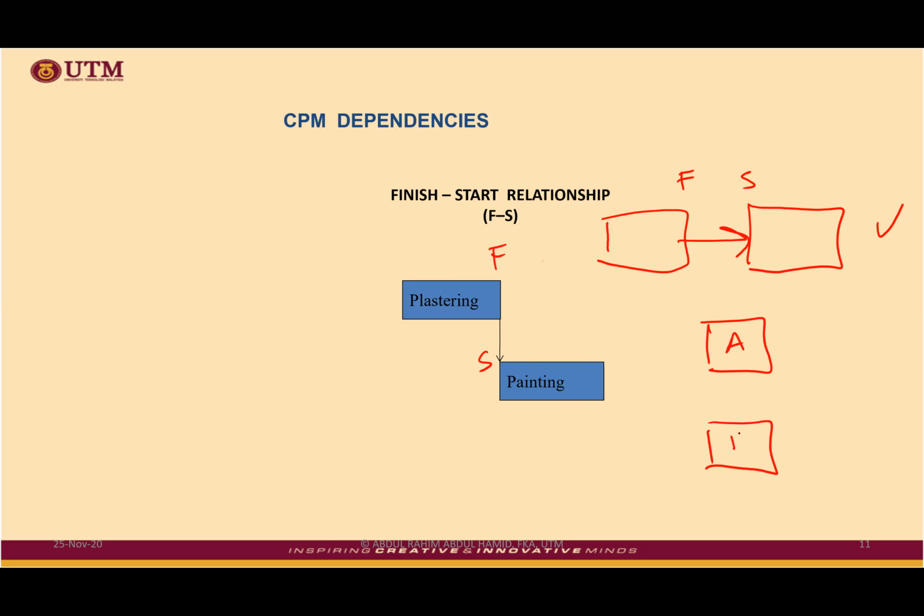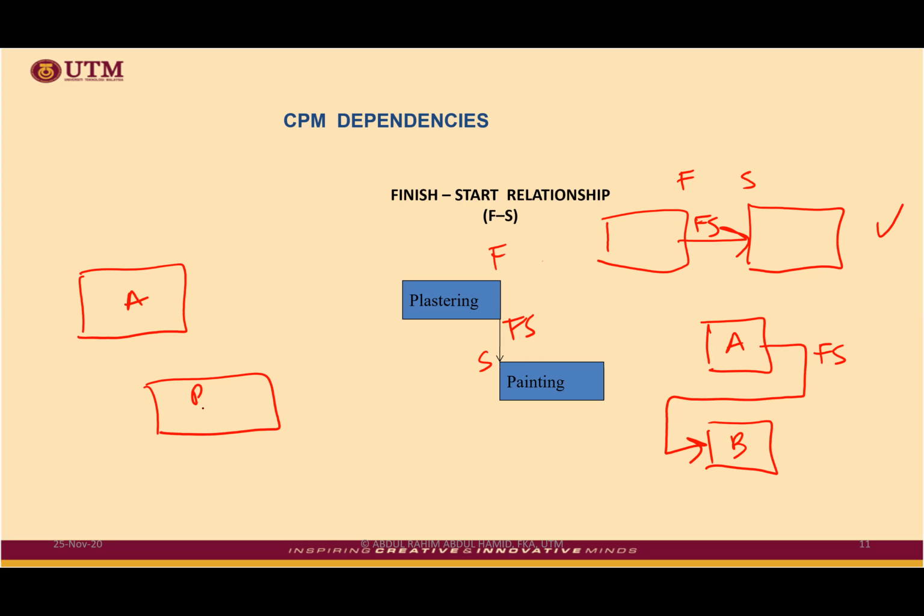Let's say activity A and B, and you want to relate them in terms of finish to start. Well, you can draw something like this. You see, this is also finish to start. This is also finish to start. You can draw almost everything. You can draw something like this. A, B. Then this is also finish to start. Because when you draw, the most important thing is where this arrow is coming from and going into.